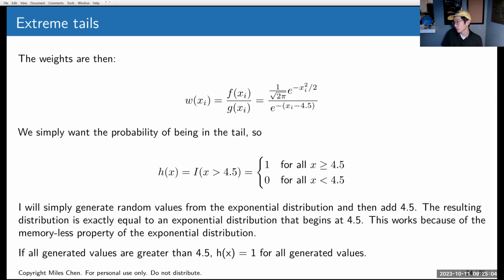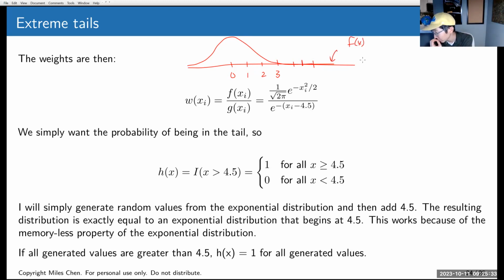And therefore, when we want to calculate the weights, here's my normal PDF. And again, 0, 1, 2, 3, and then here's 4, and here's 5, and we're basically trying to get everything beyond this tail over here. So this is my f of x. F of x is the normal PDF, and we're going to divide by g of x.